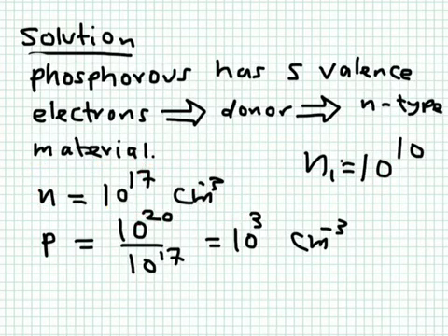If you want to get the hole concentration, you divide ni squared, which is this term, by n. ni is 10 to the power 10 per centimeter cubed, and it's called the intrinsic carrier concentration. So ni squared is a constant, and you divide by 10 to the power 17. You get that the concentration of holes is very little. It's only 1,000 holes per centimeter cubed. So this is indeed an N-type material, and the dominant or majority carriers here in this case are electrons.